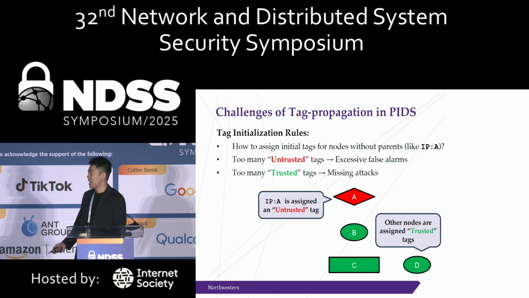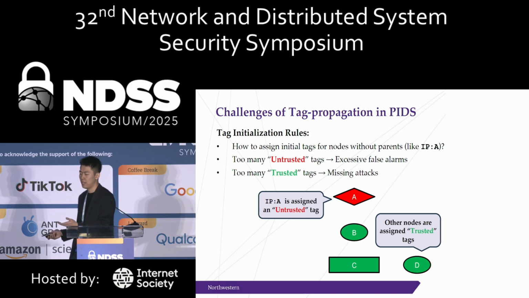Here are some challenges in the tag propagation process of the intrusion detection system. The first is how to initialize the tags of nodes, that is, how to assign the initial untrusted nodes across the entire provenance graph. The tricky part is that if we assign too many untrusted tags, we will face an excessive amount of false alarms. If we have too many trusted tags, we may risk missing some attacks.